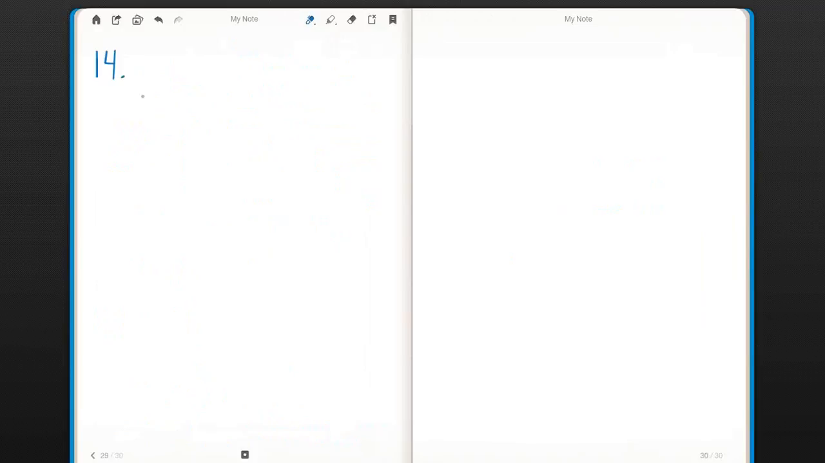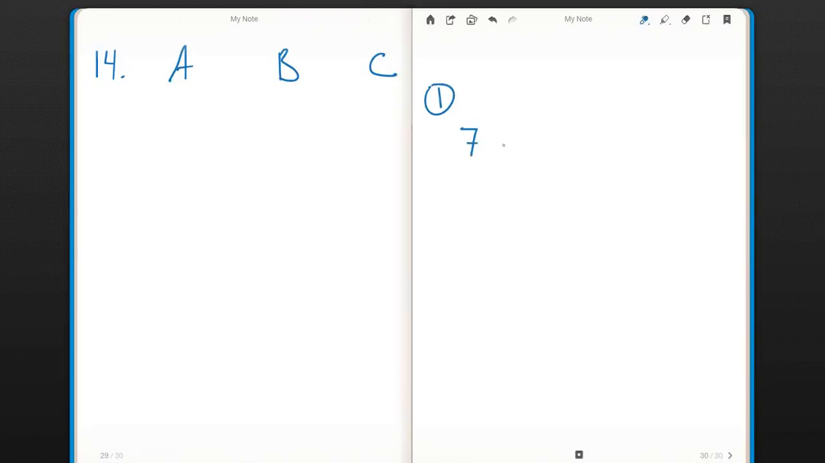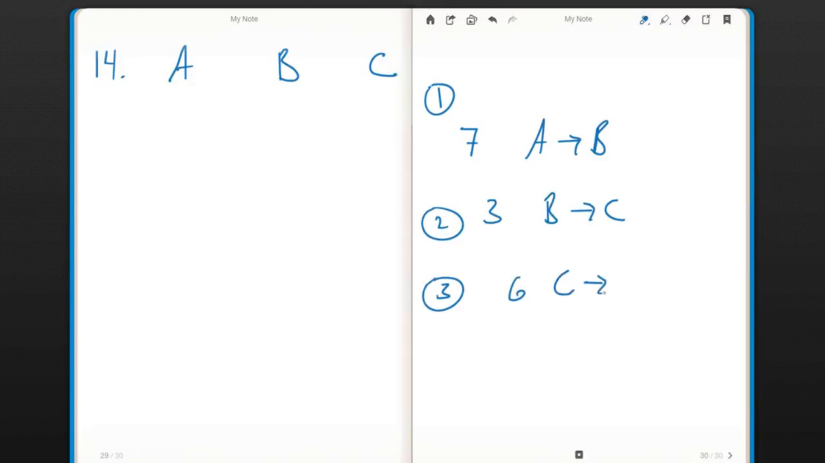Number 14 is a problem that can make your head spin a little bit. We have 3 boxes, A, B, and C, and there's a whole bunch of words. I wrote on my paper, I numbered the steps. The first instruction said 7 ping pong balls went from A into B. The second step was that 3 ping pong balls went from B into C. The third step was that 6 balls went from C into A, and in the end, they all had equal amounts.